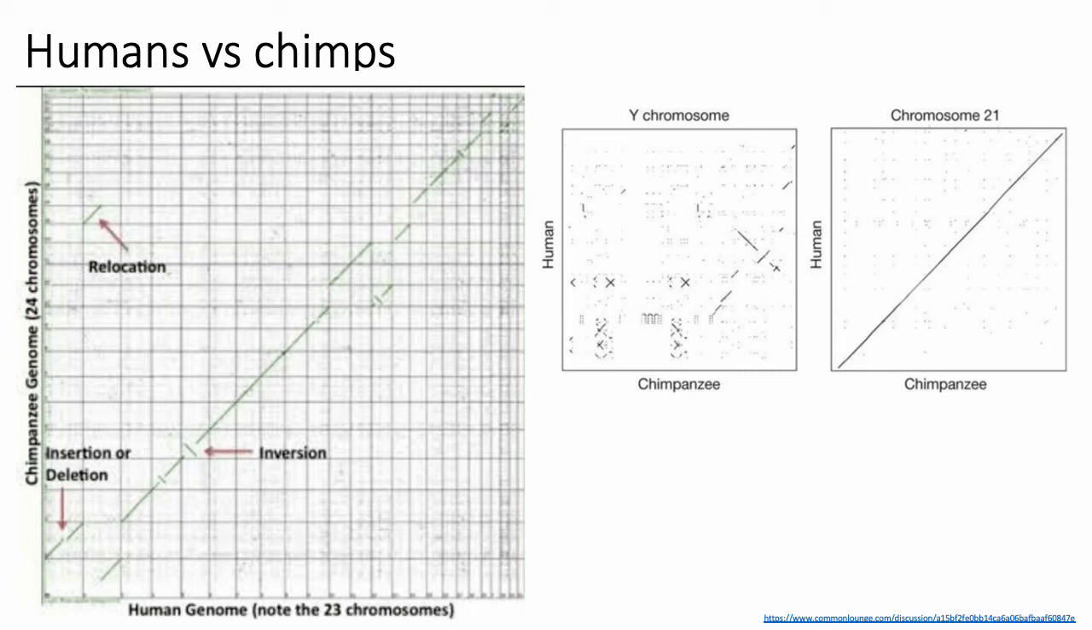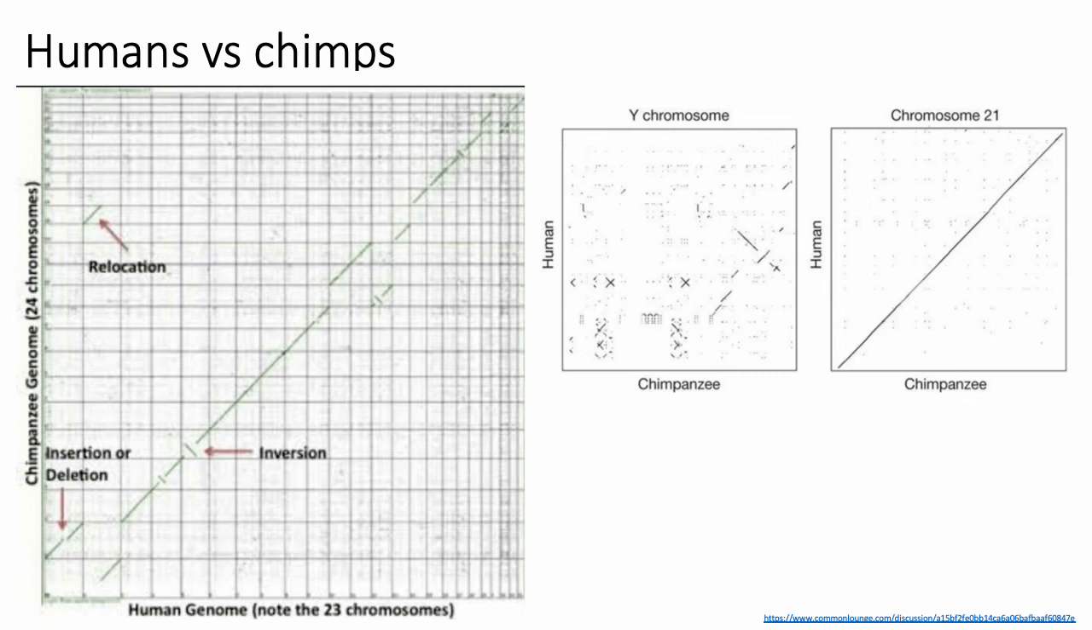But what you also see is a bunch of off-diagonal lines, and what's indicated here is an interpretation of what those bands tell you. I want you to look at these bands and try to convince yourself why an inversion looks the way it does, or a relocation looks the way it does.